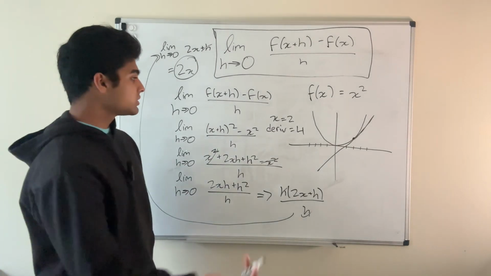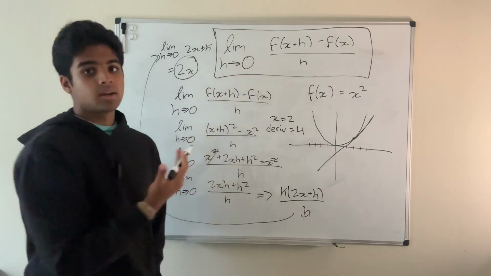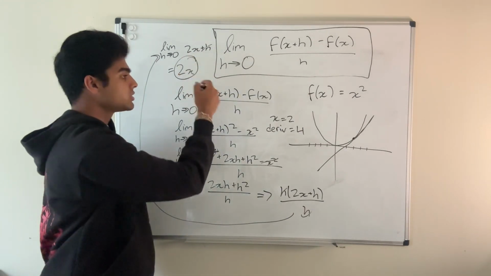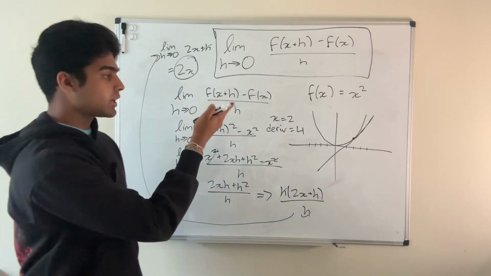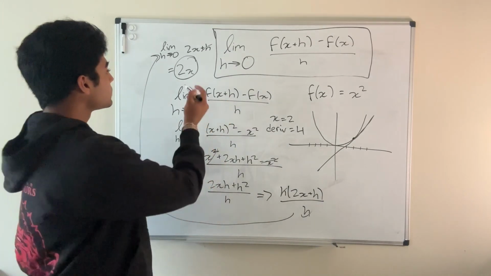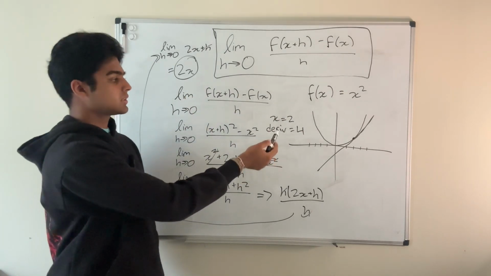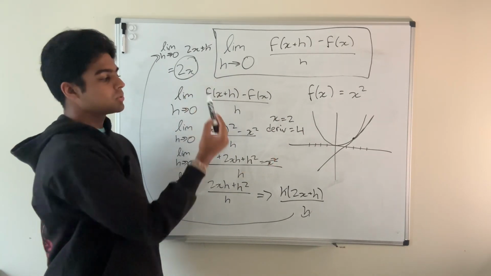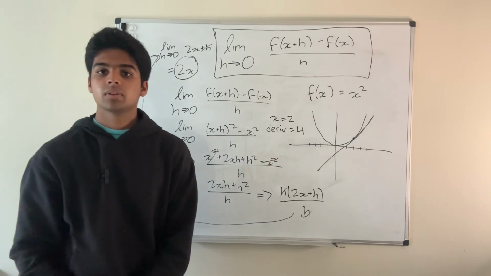Now, we could do the same thing, but we can just plug into here for x. Because here we found a general solution for the entire function, or the entire derivative of the x squared function. So the derivative of the x squared function is 2x. And if we just plug in x equals 2 over here, we get 2 times 2, which is 4. And that is also the answer that we got previously.